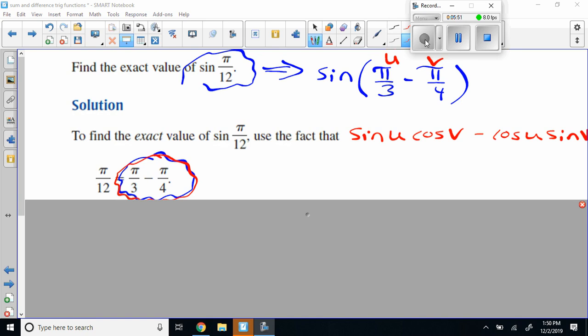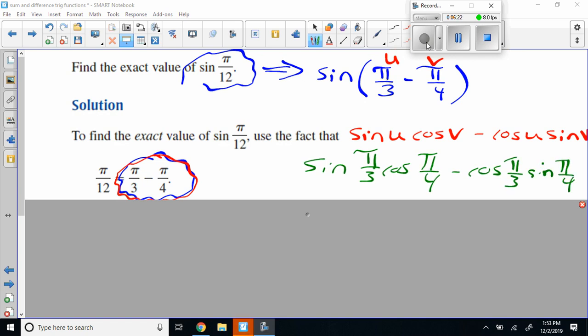So what I need for you to do is take about 30 seconds. I need you to take the u, pi over 3, and put it in place of the u down there. The v, which is pi over 4, put it in place of the v there. Okay? So I need you to substitute those. You got 30 seconds. Go. All right. So what did you get right here? You should have got sine pi over 3 cosine pi over 4, minus cosine pi over 3 sine pi over 4. All right. Anybody not get that?